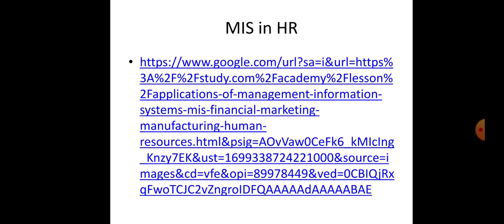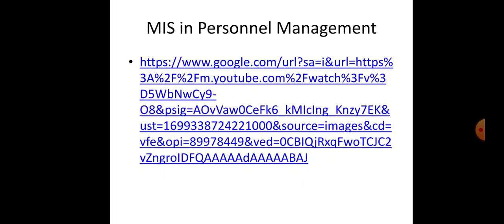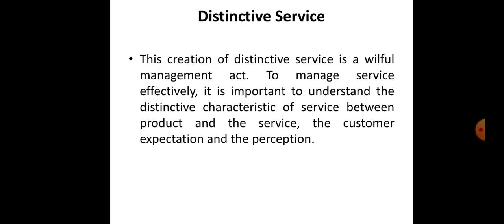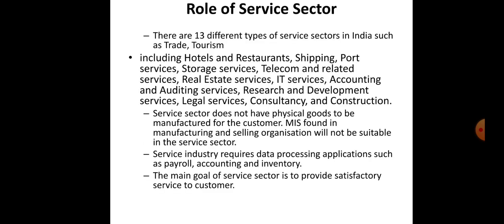Here we have a few links which help us to know the application of MIS in HR, that is, in personnel management, how today we are making use of MIS. So this is about the operations of MIS in service sector.